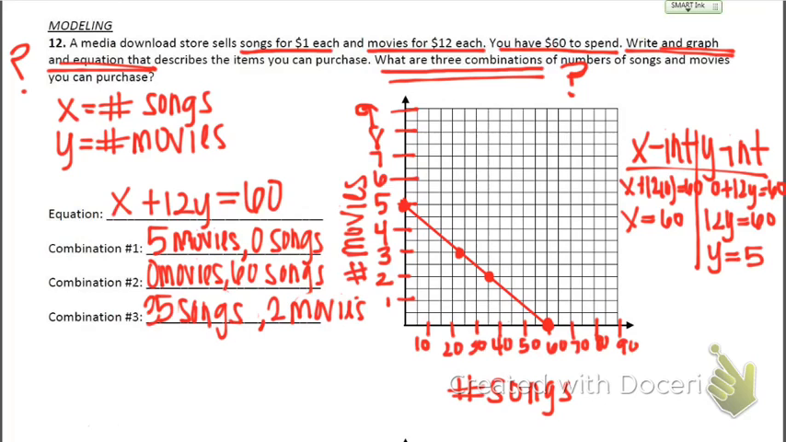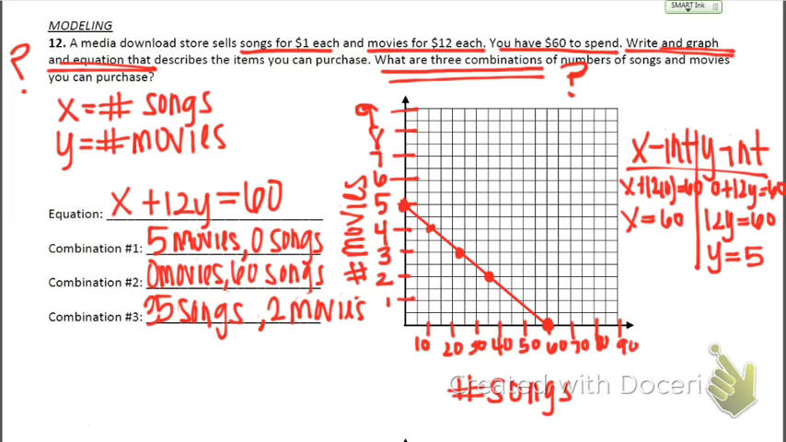Did anybody figure out how many songs I could get if I bought 4 movies? It's either 10 or 11. It's somewhere really close to there. I think it might be 11 or 12 songs. Okay? But basically the idea here is that the line represents all possible combinations that you can purchase. Okay?